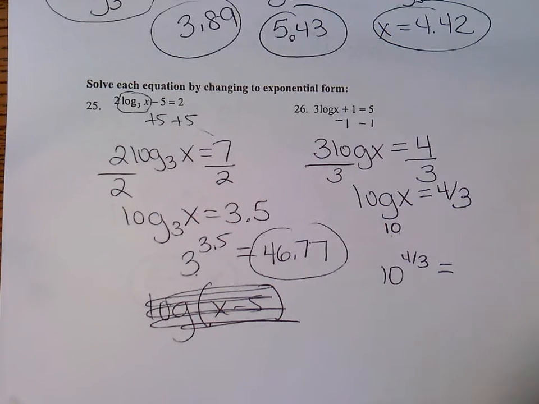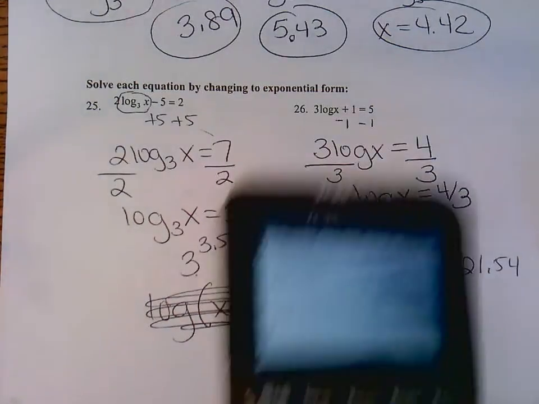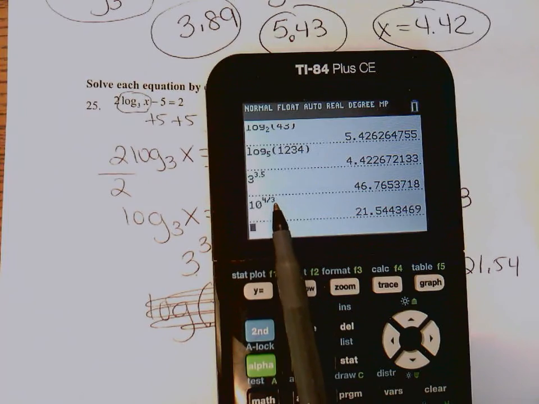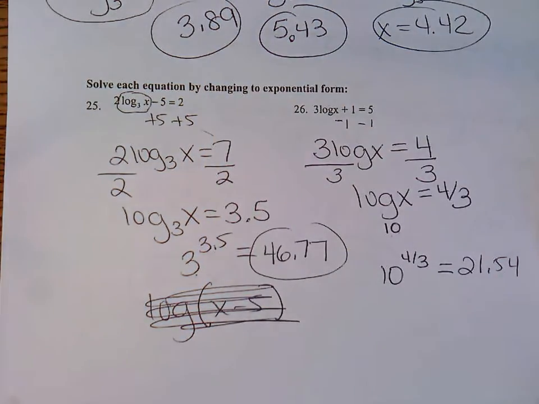What'd you get? 21.54. Did you type in 4 divided by 3 in your calculator? Okay, I think it's 21.54.